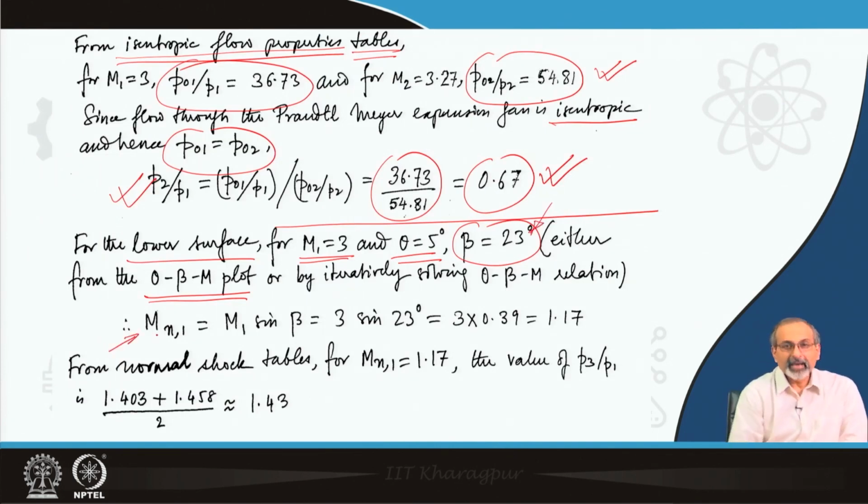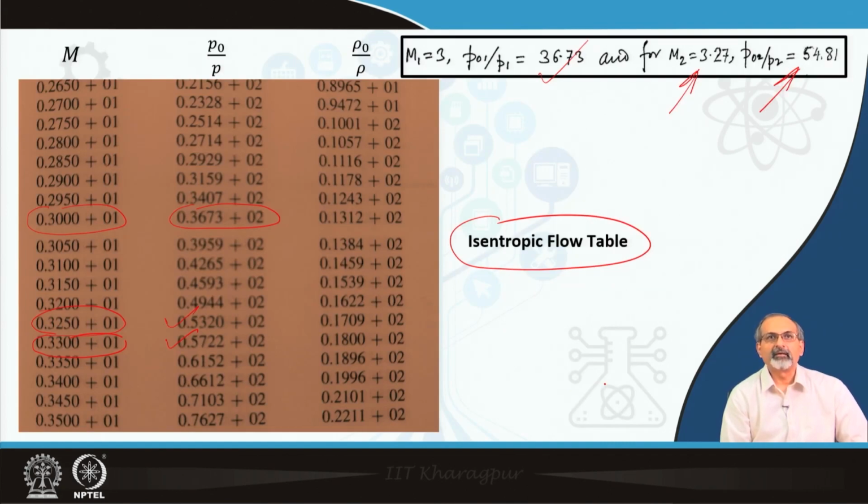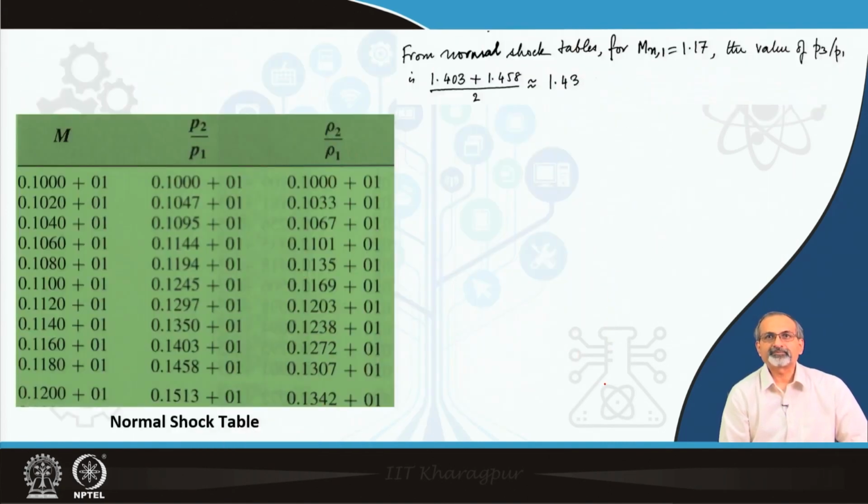Based on that, you can calculate the normal component of the Mach number upstream of the shock. Yeah, I think this is upstream of the shock. It is correctly represented as state 1, and that comes out to be 1.17. And now we want to have things downstream of the shock. So, with this we want to find out what is the value of P3 by P1, that is basically going to be obtained from the normal shock tables.